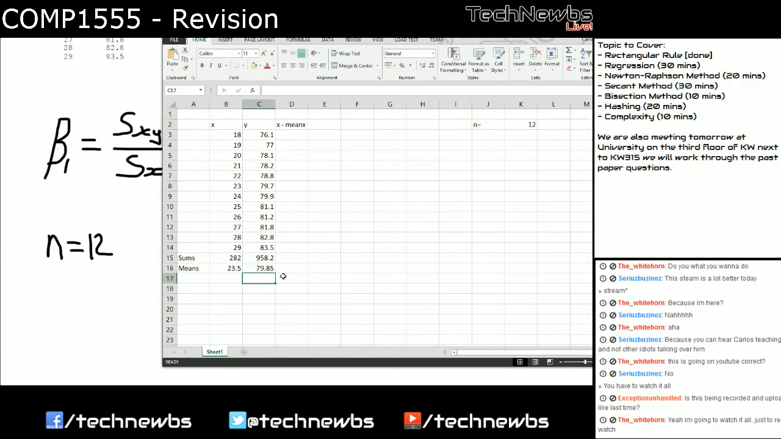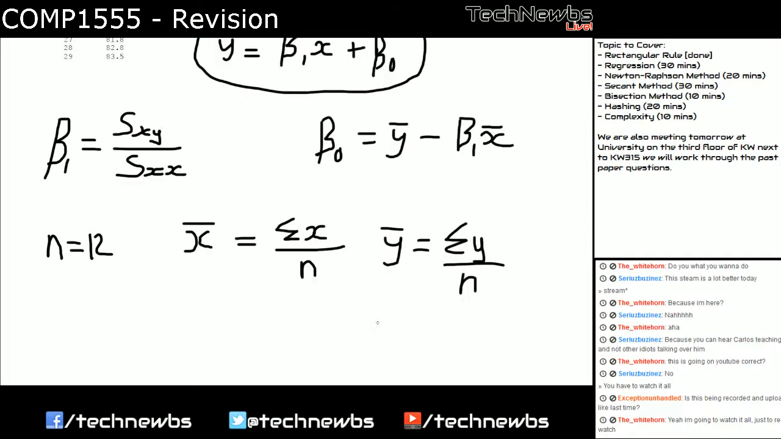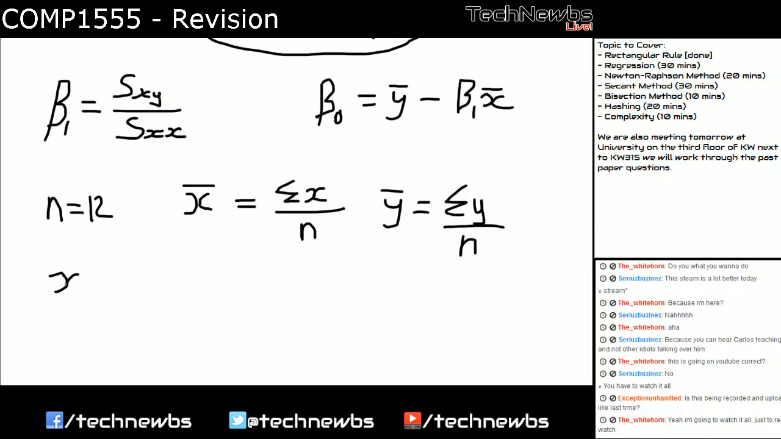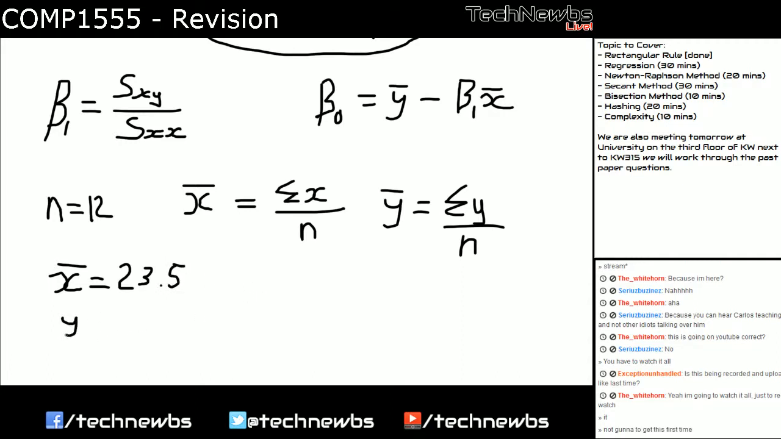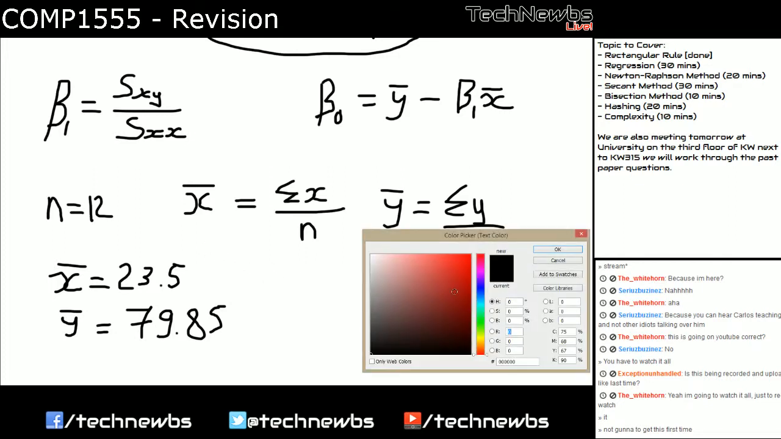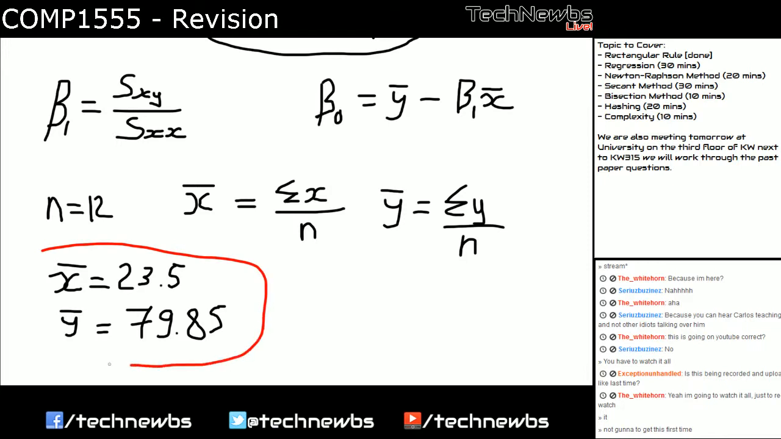So we get a mean of 23.5 for x bar, so x bar is 23.5. Yep, 23.5. And y bar is 79.85. So yeah, these are the values we get, and keep them in a safe place because we're going to have to use them for the table.